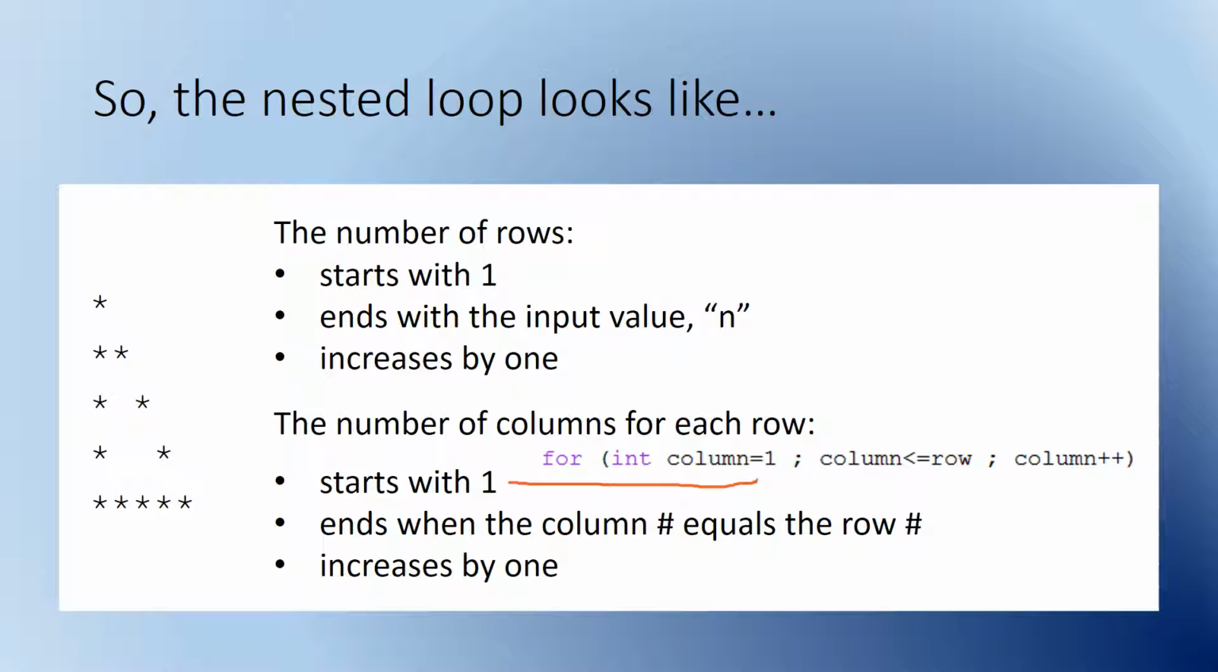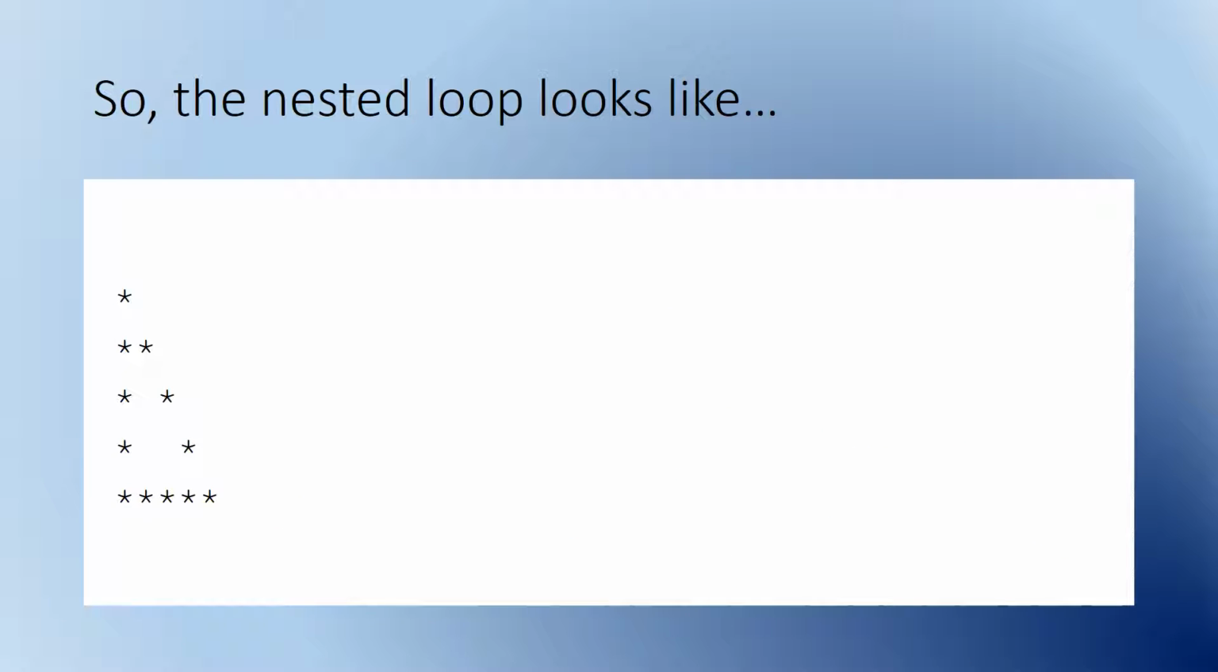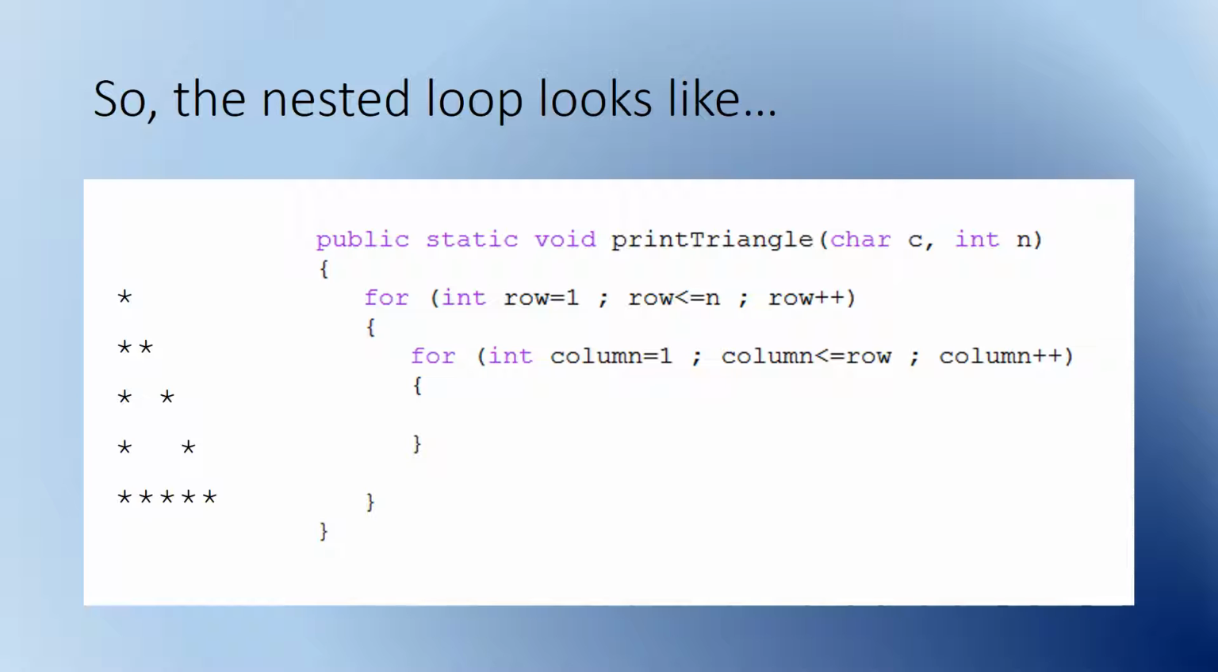Each row starts with the first column. Each row ends when the column is greater than the row, so it'll keep going as long as the column is less than or equal to the row. We build our triangle column by column without skipping any columns. So when we put the column loop inside the row loop to make a nested loop structure, it should look something like this.